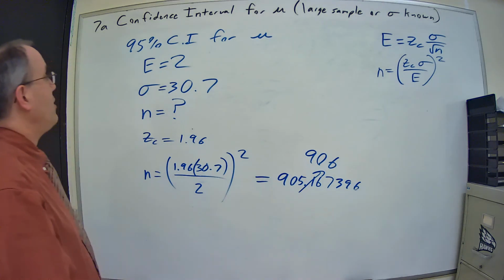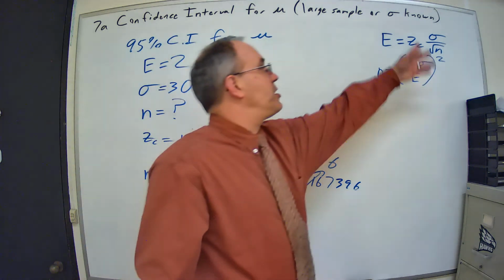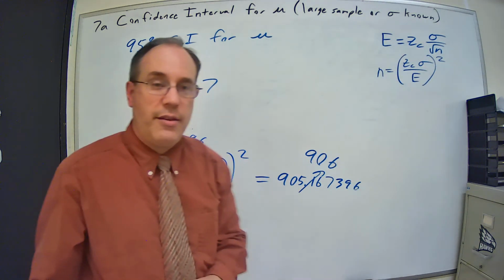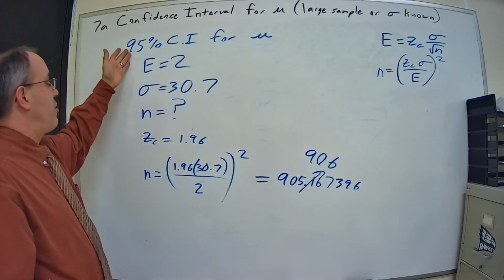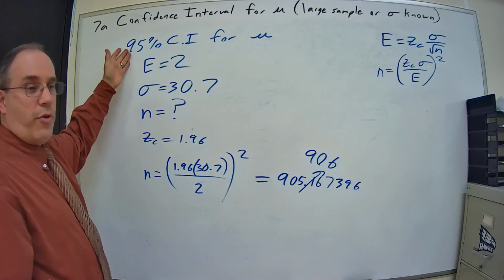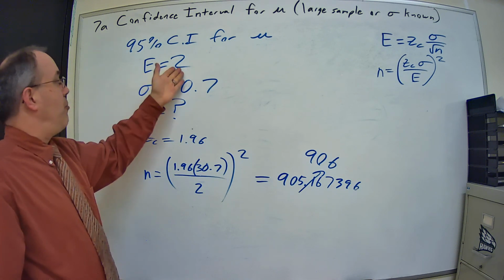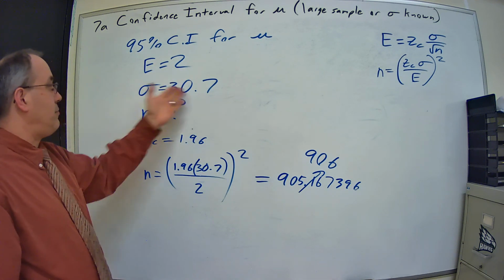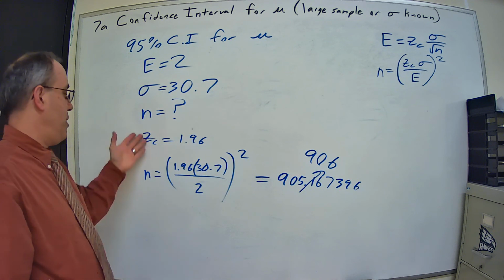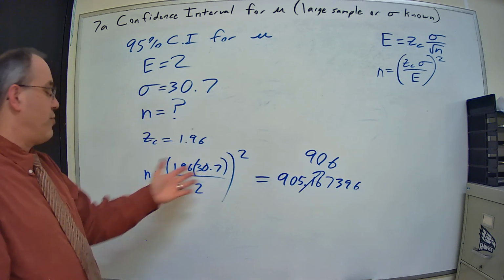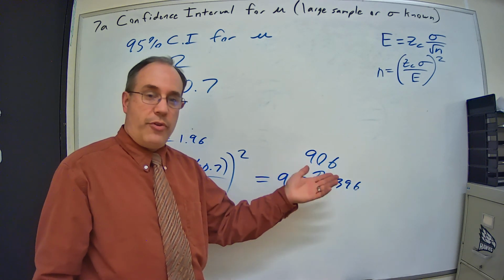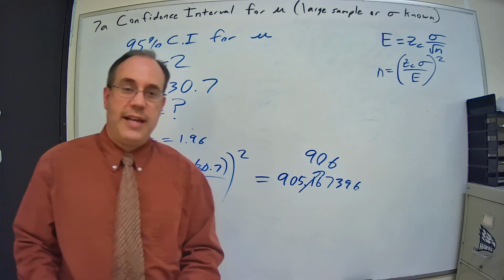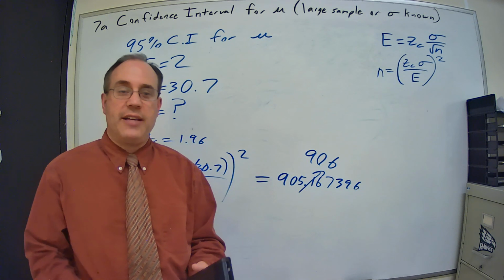But that's our process. So we just reversed this formula to solve for n, and we just get our critical value just like we did before off the table, our margin of error, our standard deviation, and we plug it into this reversed formula, and then round up. And that's how we find the minimum sample size necessary.